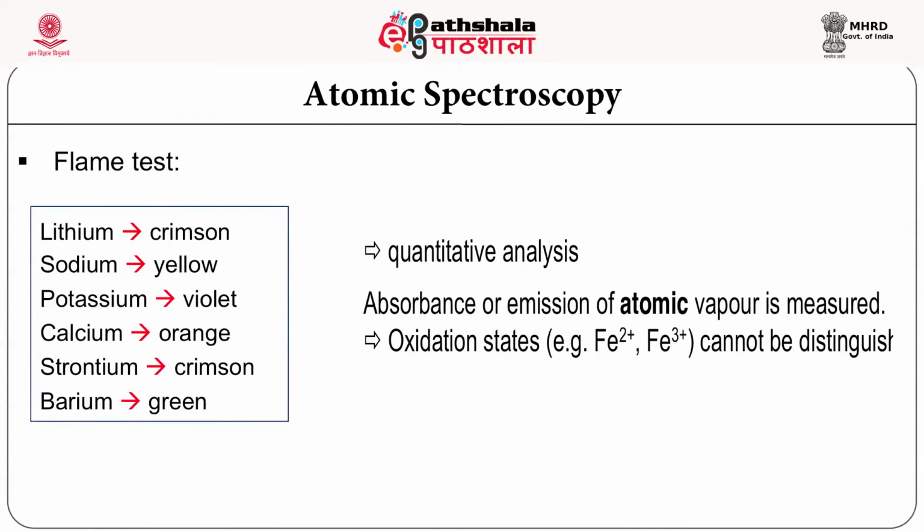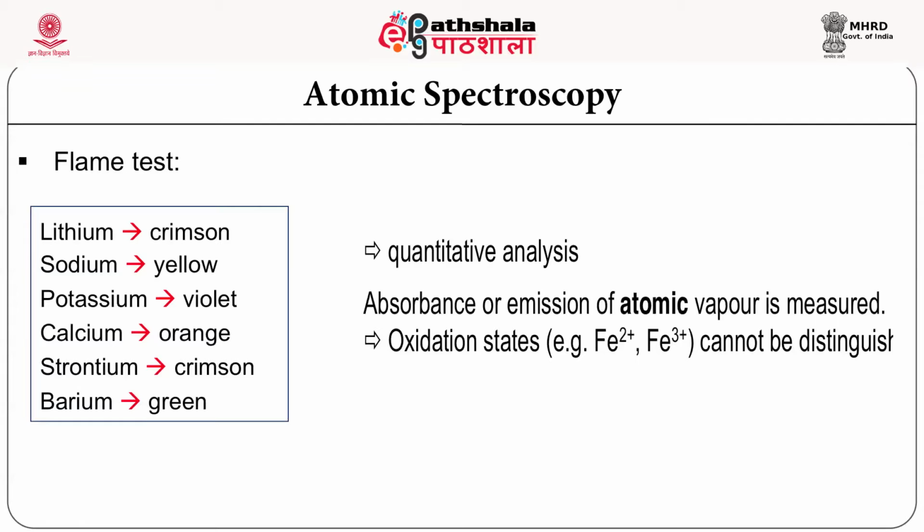There are some examples quoted on the screen which clearly show that when a metal ion, that is lithium, is shown to the Bunsen flame, it absorbs the energy and the color shown by the lithium is crimson. Similarly, strontium, when subjected to the flame, also shows crimson color. Likewise, if potassium is shown to the flame, it gives violet color, whereas sodium gives yellow color. Likewise, calcium and barium, when they are subjected to the Bunsen flame, calcium yields orange color, whereas barium gives green color.